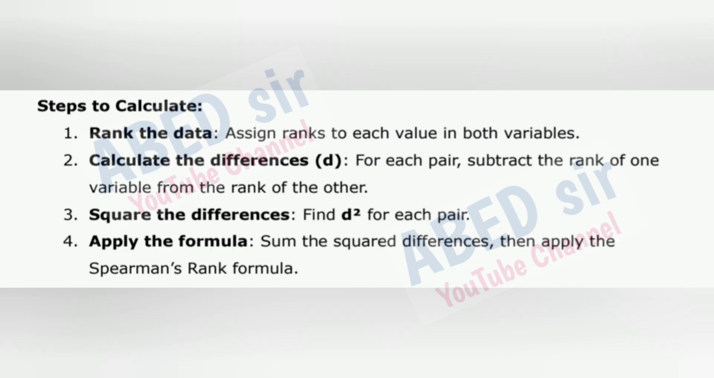Steps to calculate. 1. Rank the data. Assign ranks to each value in both variables. 2. Calculate the differences, d, for each pair. Subtract the rank of one variable from the rank of the other. 3. Square the differences. Find d² for each pair. 4. Apply the formula. Sum the squared differences, then apply the Spearman's rank formula.